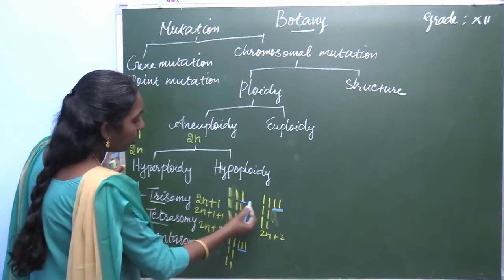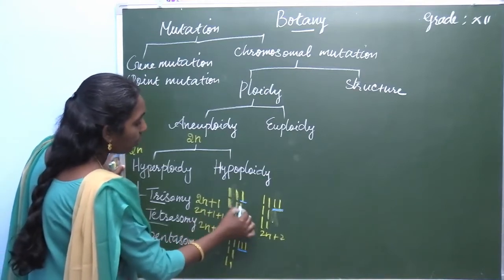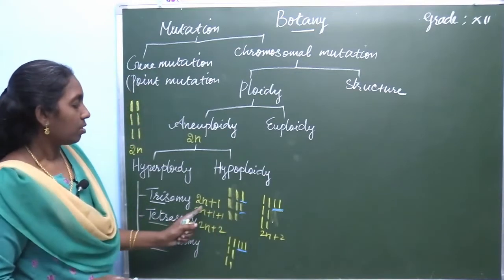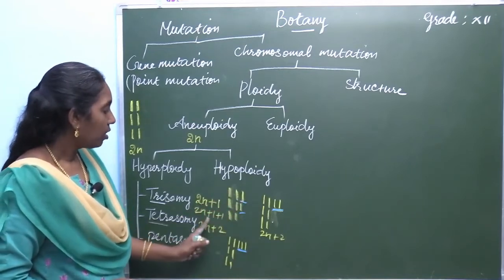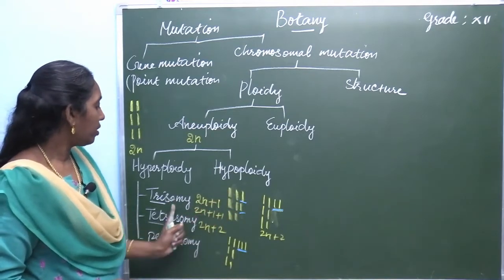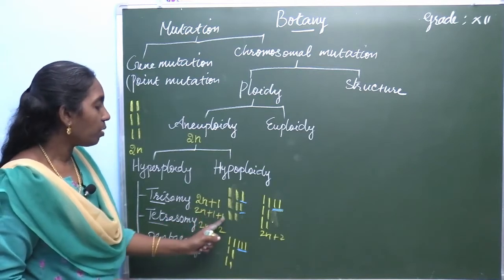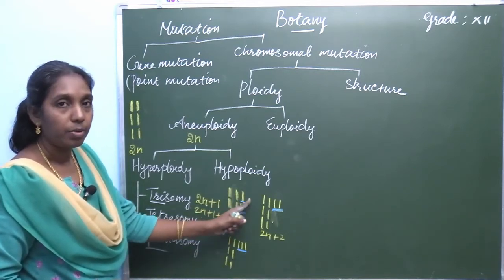Here it is 2n plus 1 plus 1. So the condition is 2n plus 1. This is double trisomy, 2n plus 1 plus 1, with 2 added, plus 1 plus 1.